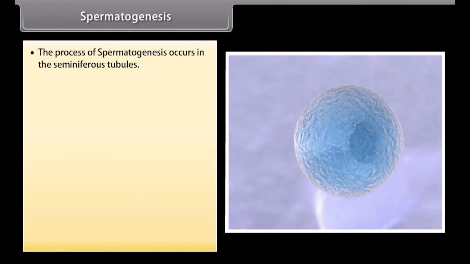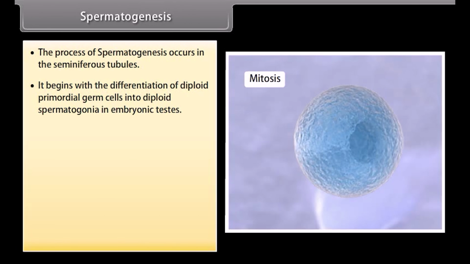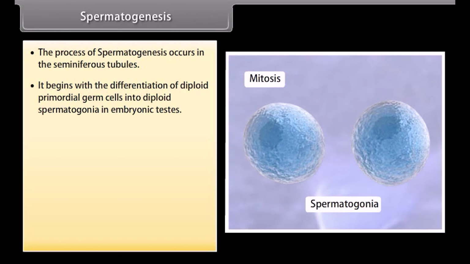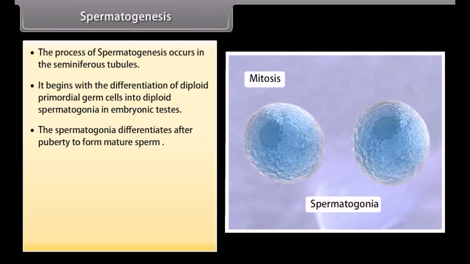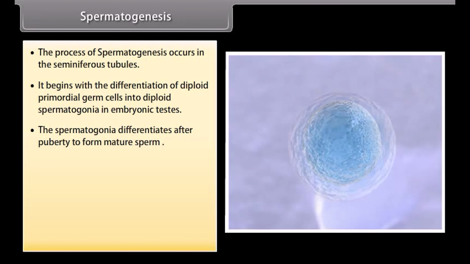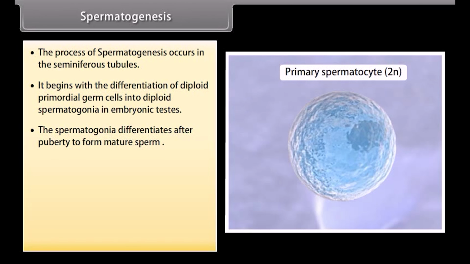Spermatogenesis. The process of spermatogenesis occurs in the seminiferous tubules. It begins with the differentiation of diploid primordial germ cells into diploid spermatogonia in embryonic testes. The spermatogonia differentiate after puberty to form mature sperm as shown in the following diagram.